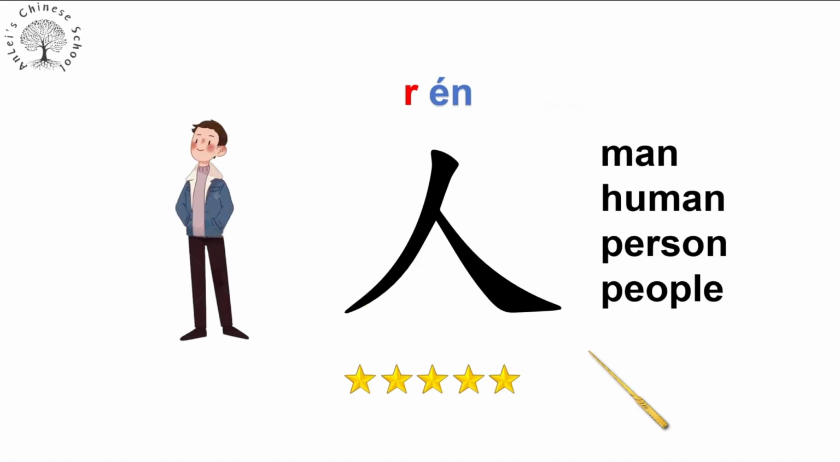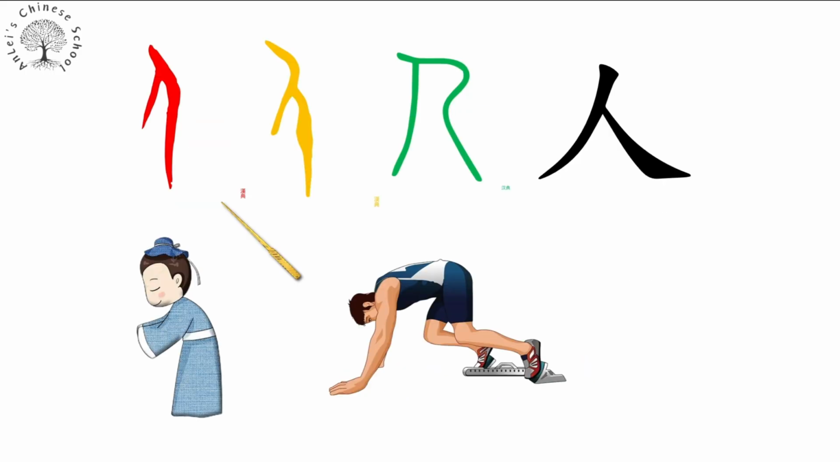This character is 人. It means a man, human, person, people. It looks like a person standing with legs apart. But when we explore the origin of this character, it does not look like this. In oracle bone inscription, it looks like the profile of a person, the same as in bronze inscription. In small seal script, it looks like a person with knees bent and hands touching the ground, and this is the modern character. So this is the evolution of the Chinese character 人.